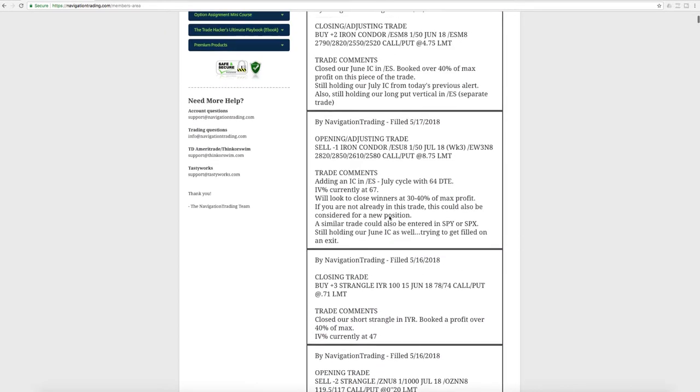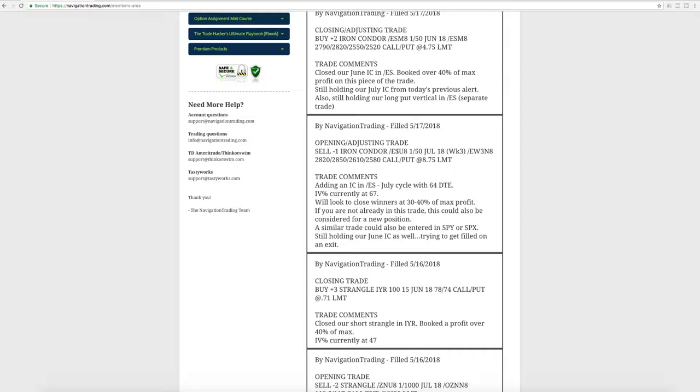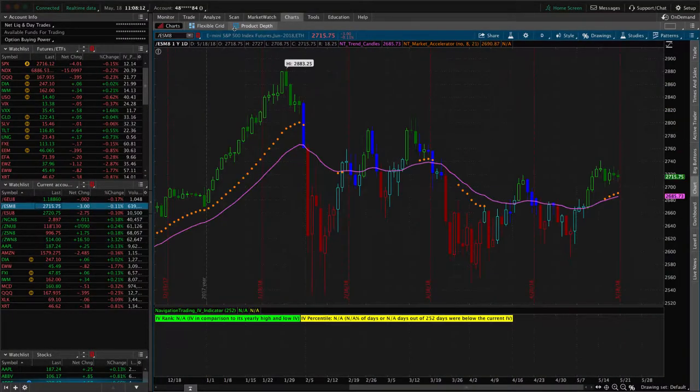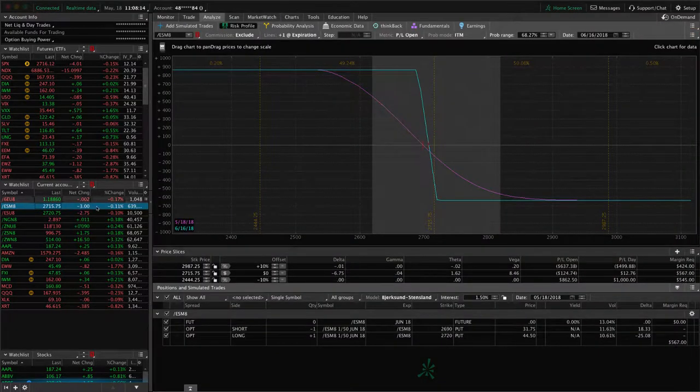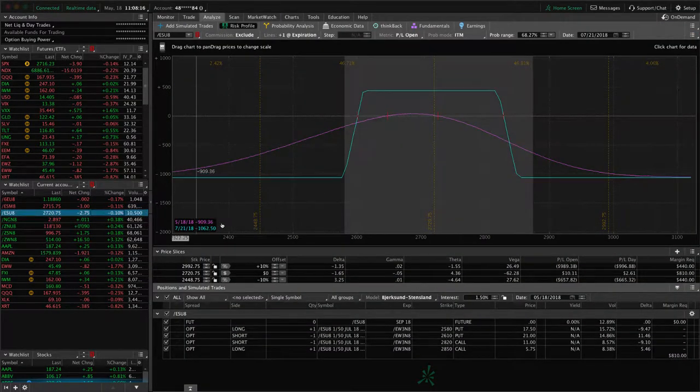Next trade was an opening adjusting trade in ES, so S&P 500 futures. We added an iron condor on here. And so if we take a look at ES, we've got two different cycles on here. The ESU8, that's the one we just added here. So still very centered, nothing to do there.